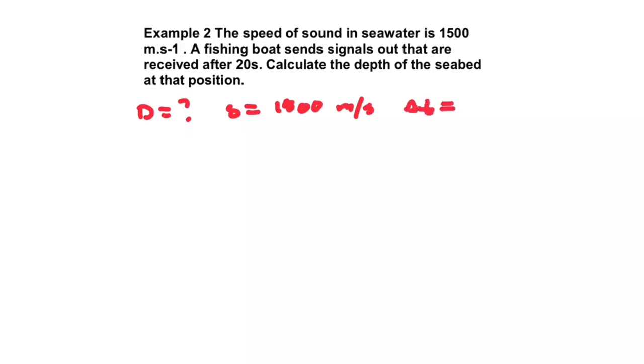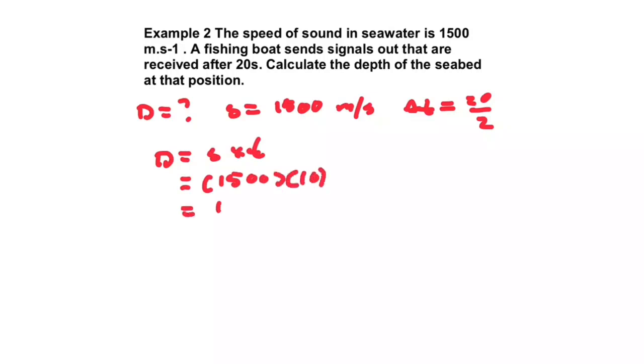And we are given the time. A fishing boat sends signals out that are received after 20 seconds. So again, we have the same situation as the problem we just solved before. We are given 20 seconds for the entire motion, but we need to divide that by 2. So we're going to have 20 divided by 2. And then the distance will be speed multiplied by time, 1,500 multiplied by 10 seconds. This is 15,000 meters. And just like that, we have the depth of the seabed at that position.